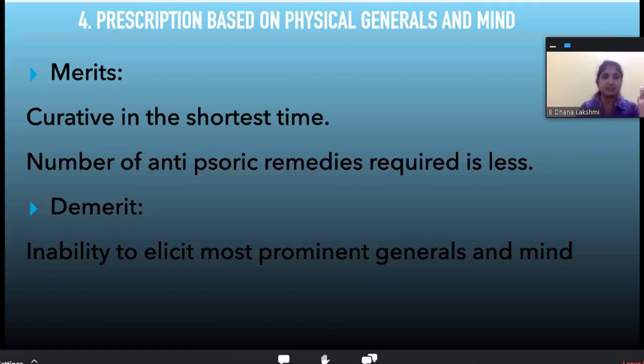So the demerit with this is, if you're not able to elicit a prominent general and non-interpreted mind symptom, it is a demerit. You need to be very sure that the general is very prominent in the patient. And if it is prominent, I have found that results are falling in place.